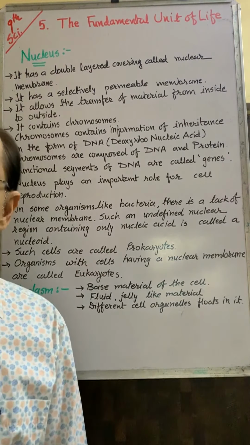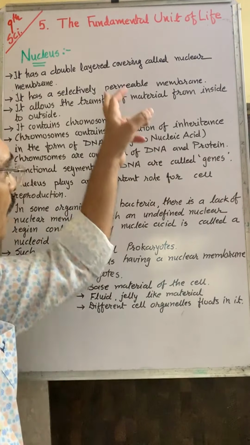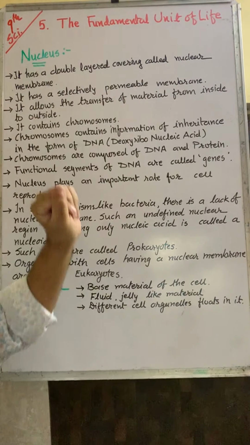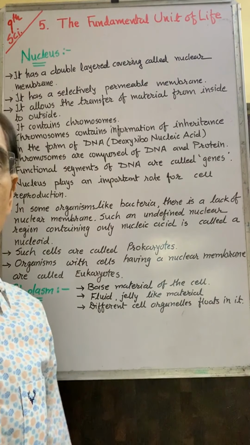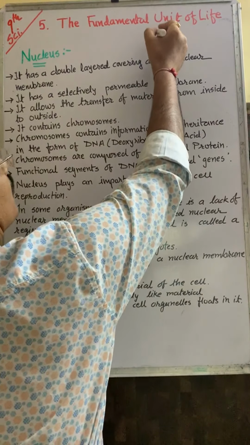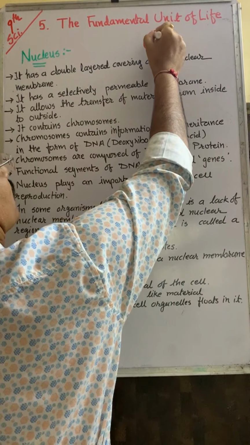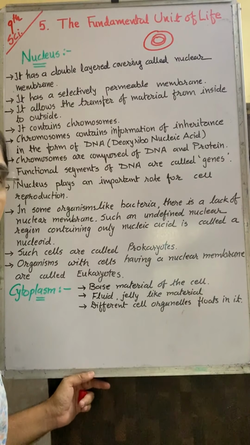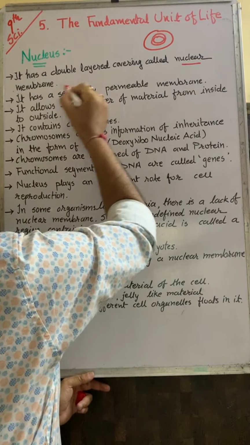Let us start the new topic, nucleus. To save our time and the data, I wrote it on the board. See, nucleus. It has a double layered covering known as nuclear membrane. Suppose this is the cell and this is the nucleus, and surrounding it the nuclear membrane is also there. So, a double layer covering known as nuclear membrane.